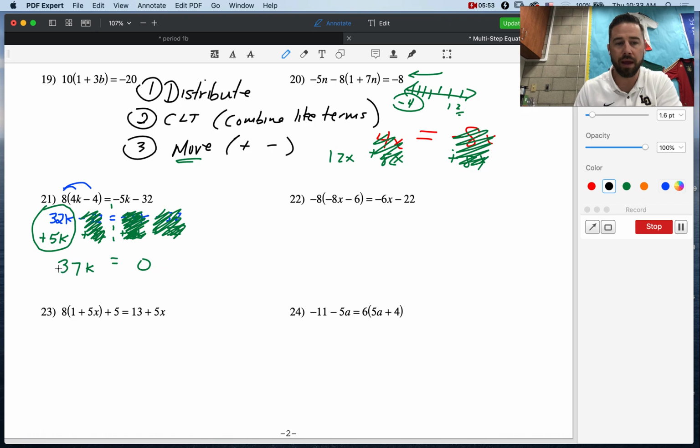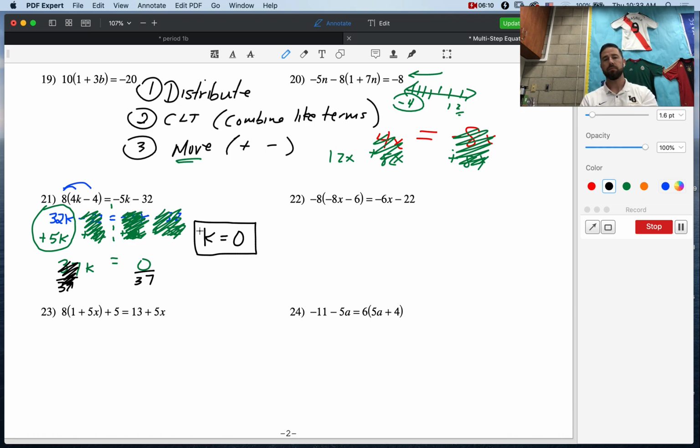And remember, anytime we have a number stuck to our variable, we just divide by that number, and it cancels it out. So we have k equals 0 divided by 37. Well, what's 0 divided by 37? It's 0. Boom. Easy money. Easy money, right?